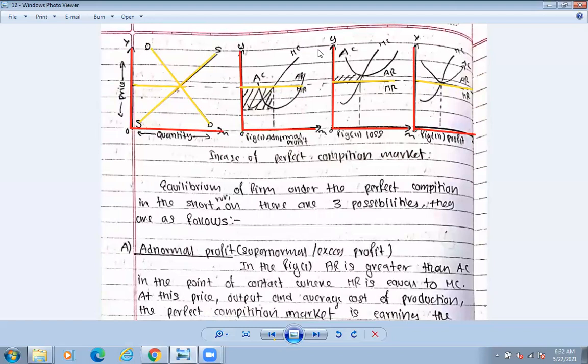Now after that, let me use the next color now. Okay, now arko chiz pani same huncha, that is MC. MC pani same ho. MC sabai ko eutai ho. Okay, so x axis, y axis same banaune. Then after that make the x axis and the demand curve and supply curve, so make the straight line. Okay, and your line ne AR MR ho.